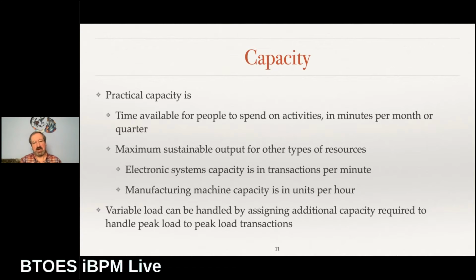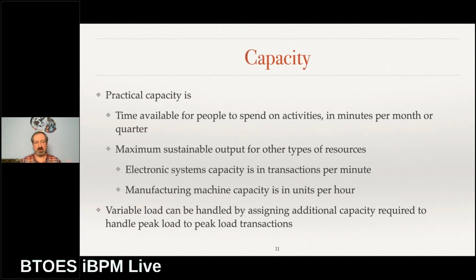Practical capacity: I take my capacity and activity cost measurements from time-driven activity-based costing. It's a back-of-the-envelope method of allocating costs to activities that makes it very easy to analyze processes. Most processes are executed by people in the end, and people have a fixed capacity for doing work. Generally, it's measured in minutes per quarter. There's a standard calculation for that, and there's a maximum sustainable output for other resources.